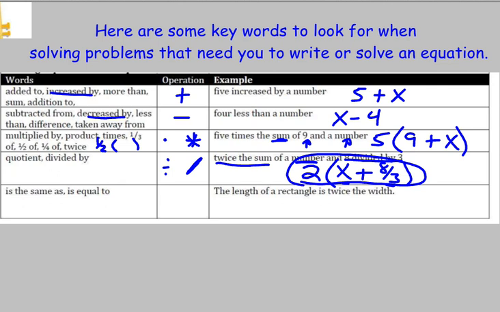There you go. That one's a little tricky, but I think we got it. Is equal to, here's where we get into our equations. That's the equal sign. The length of a rectangle is, that's the equal sign, twice the width. So they're saying the length of the rectangle is twice as long as the width in this case for this particular rectangle. So we'll be asking you to write some algebraic expressions.